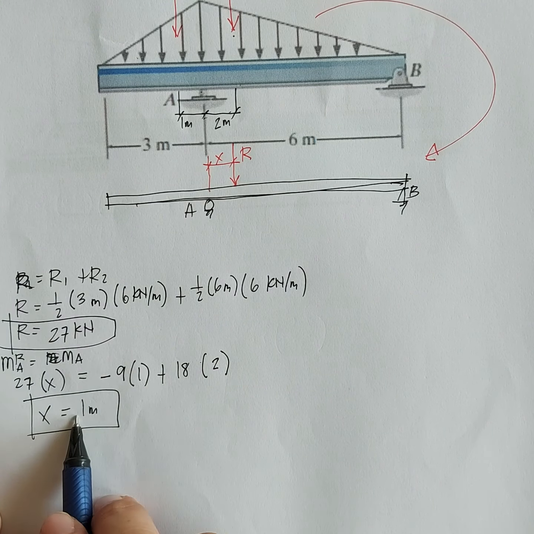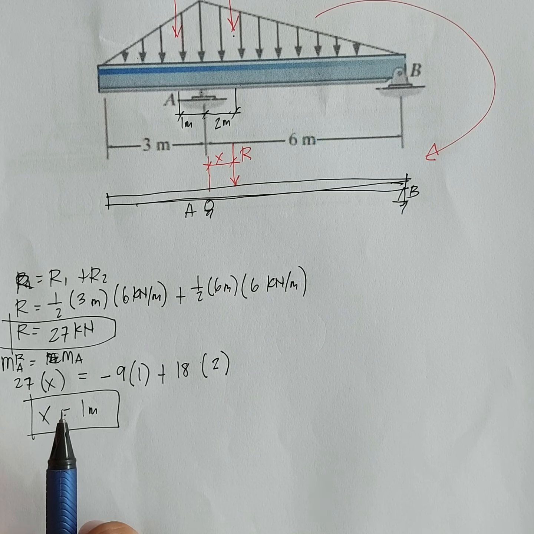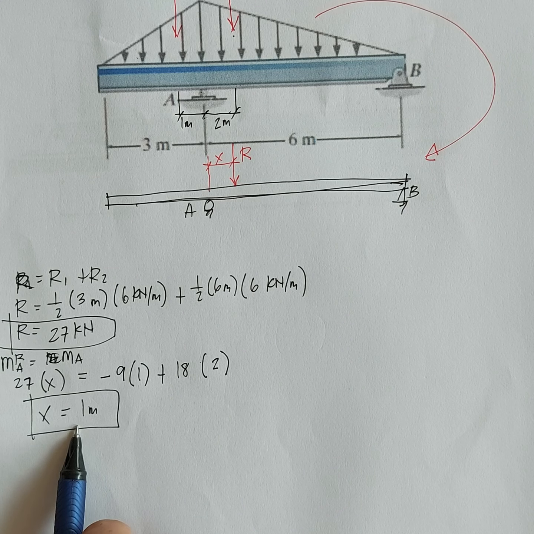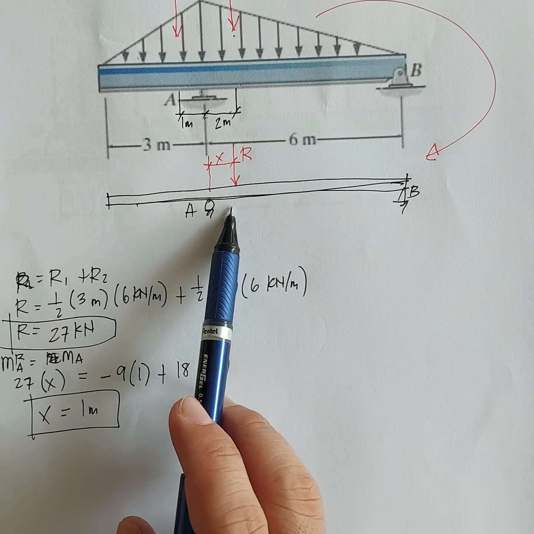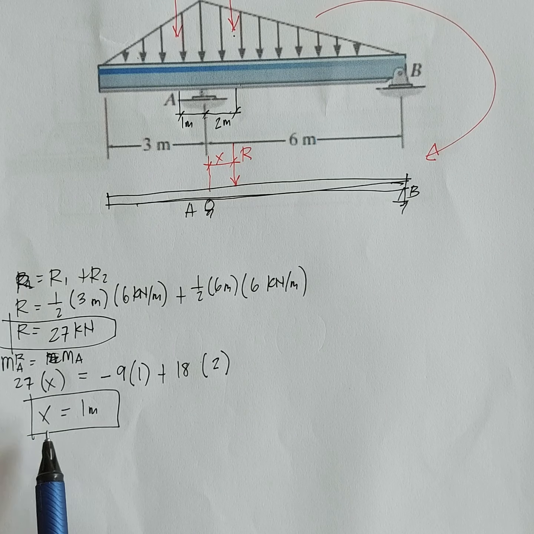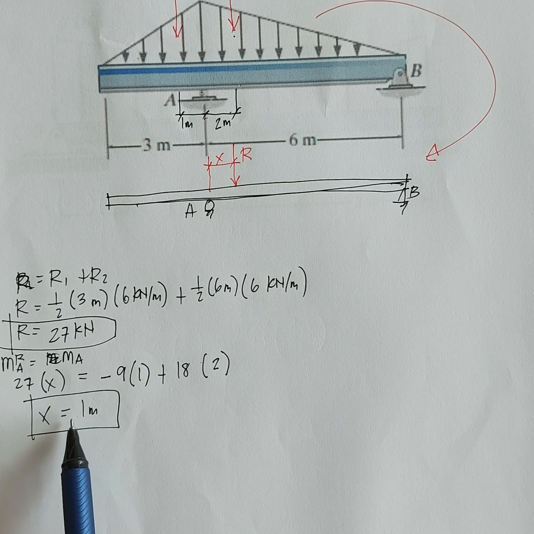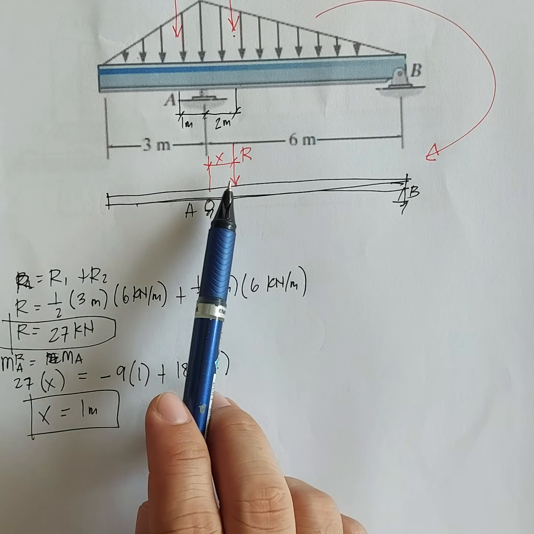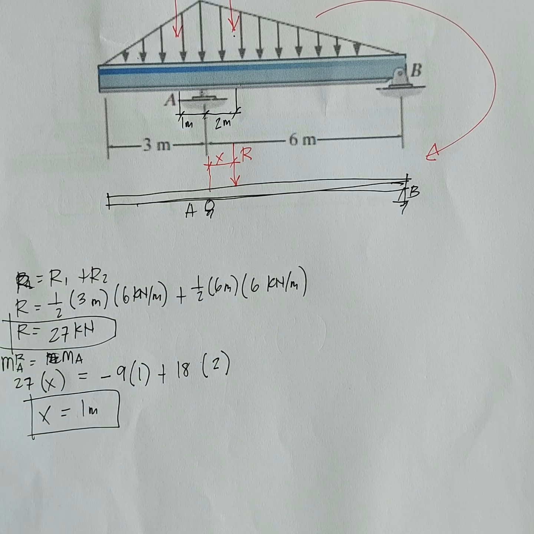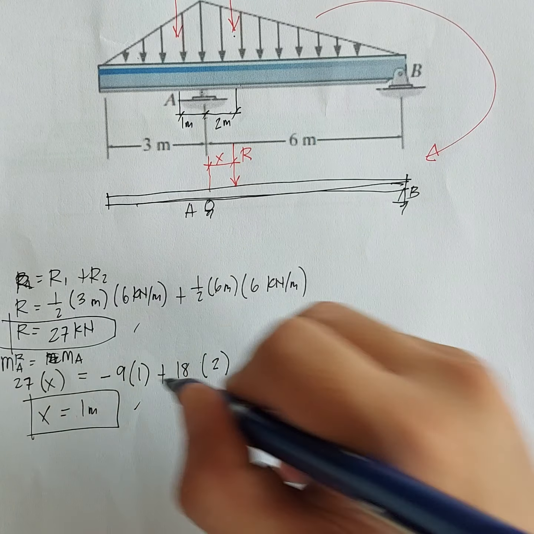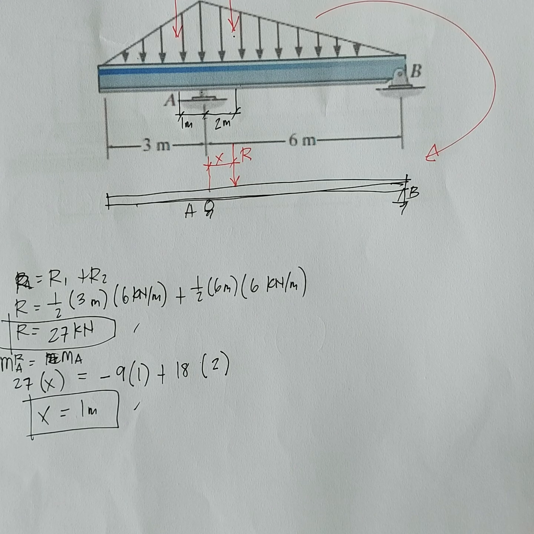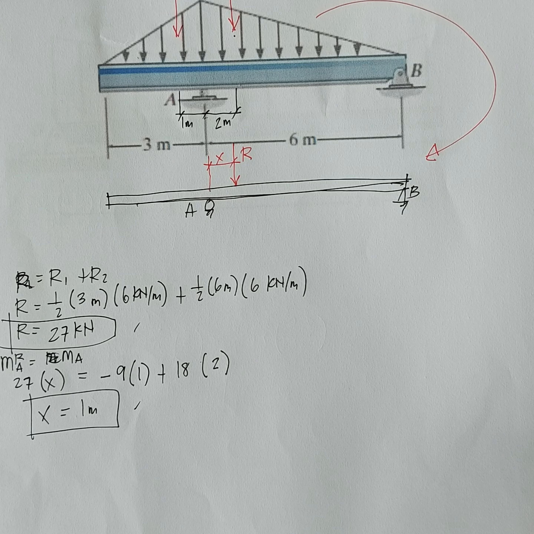from A. Since we got a positive value of X, our initial assumption that the resultant is to the right of A was correct. If we had gotten negative 1, that would mean R should be to the left of point A. So that's it, that's how we solve this problem. Next problem, perhaps the last for this particular topic.